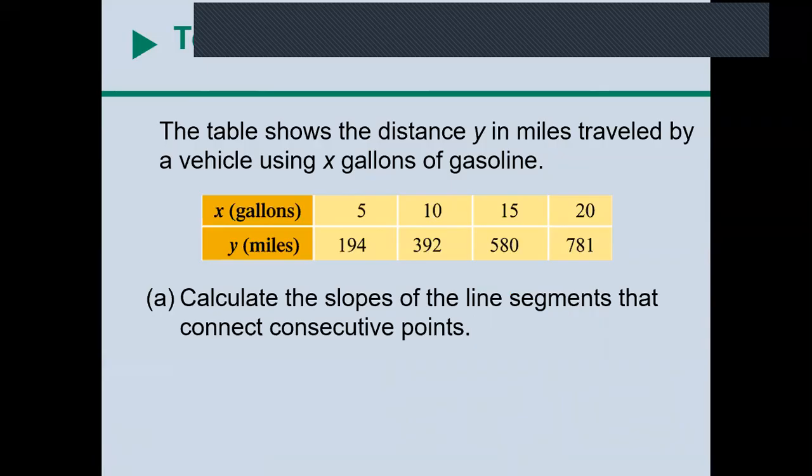All right, so the table shows the distance y in miles traveled by a vehicle using x gallons of gasoline. So on 5 gallons, I can go 194 miles. On 10 gallons, I can go 392, okay? This is pretty straightforward. The only difference between this and a problem with just a table is that they now have defined what your x and y are. They are telling you what's your independent and your dependent variables.